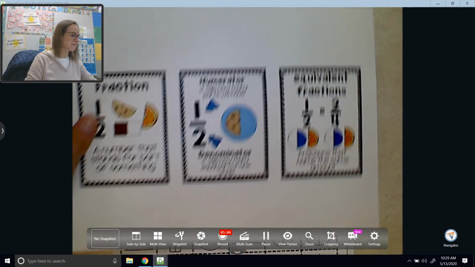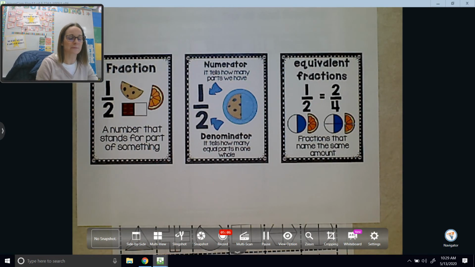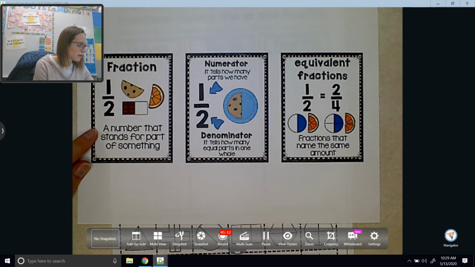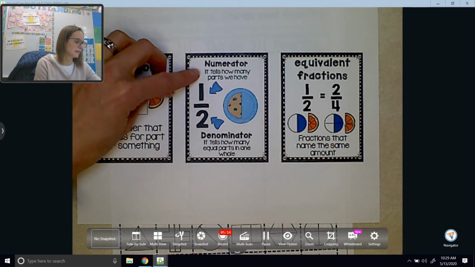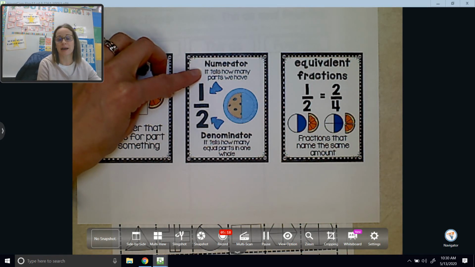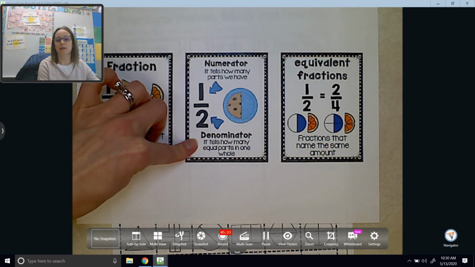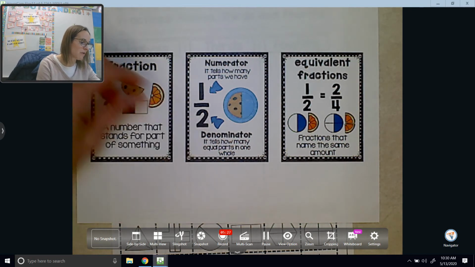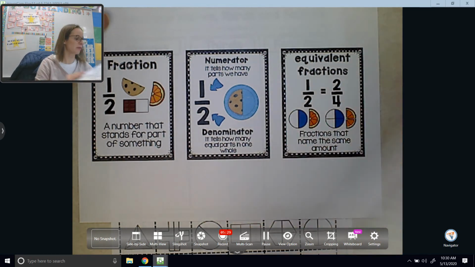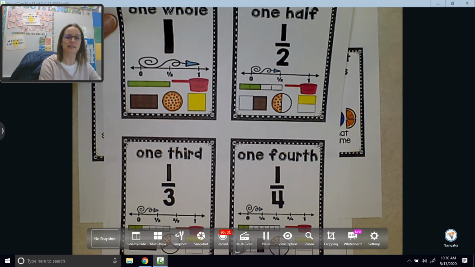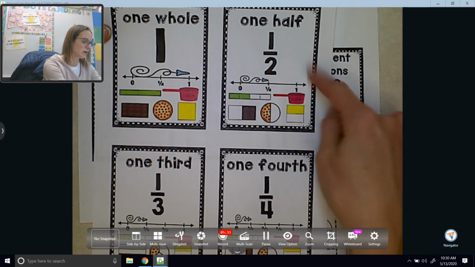Remember you can get back into your math concepts handout. A fraction is a number that stands for part of something. The top number is called the numerator. It tells how many parts we have. The bottom is the denominator. It tells how many equal parts in one whole. The other paper that you can look at is this one right here where it shows 1/2.